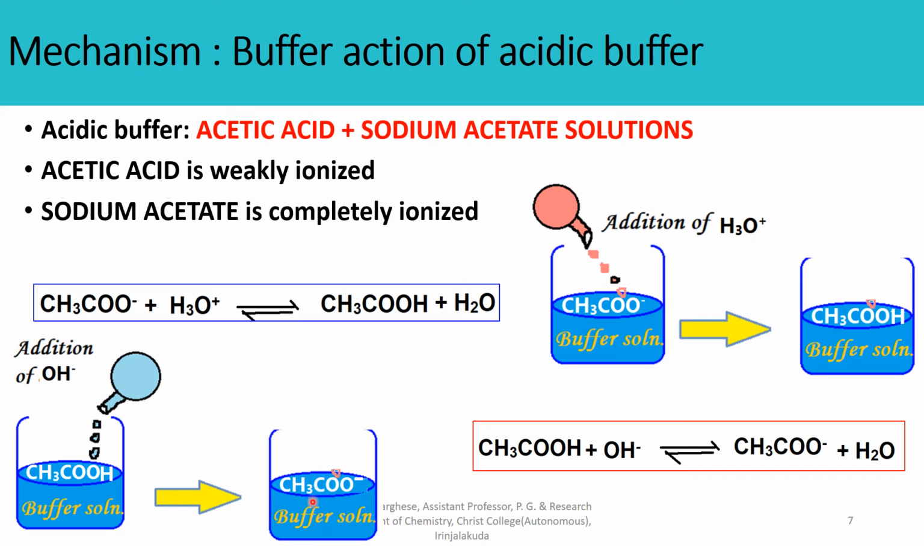The pH remains constant because by the addition of acid it forms acetic acid, that is a part of the acidic buffer. By the addition of a base, the acetic acid reacts with the base to form acetate, that is also a part of the acidic buffer. So the pH remains constant. That is about 4.74.